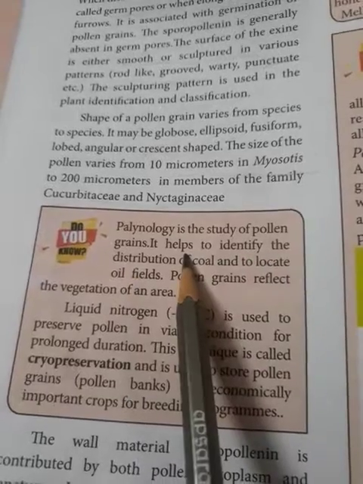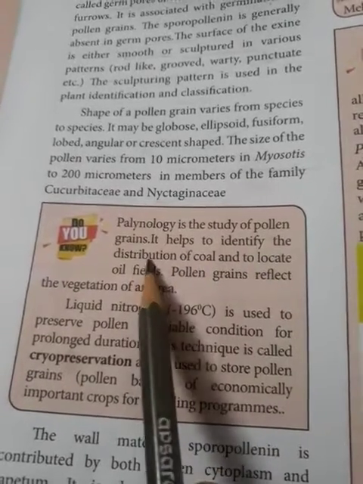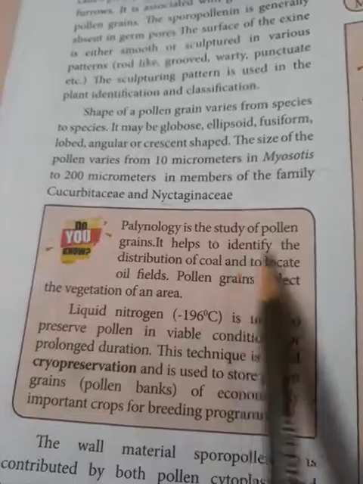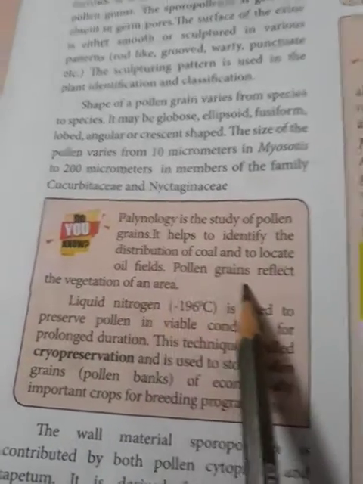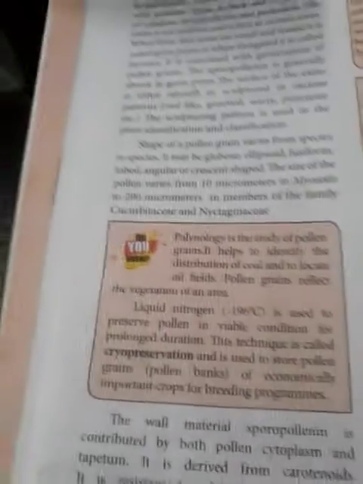Palynology is the study of pollen grains. It helps to identify the distribution of coal and locate the oil fields. Pollen grains reflect the vegetation of an area.